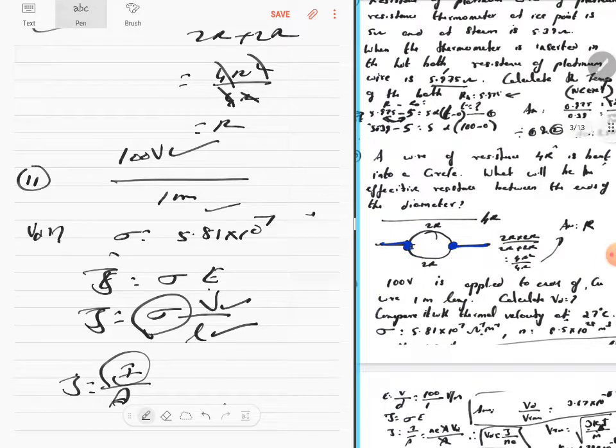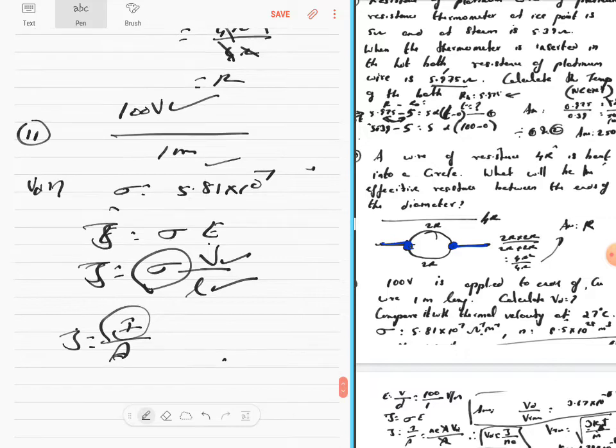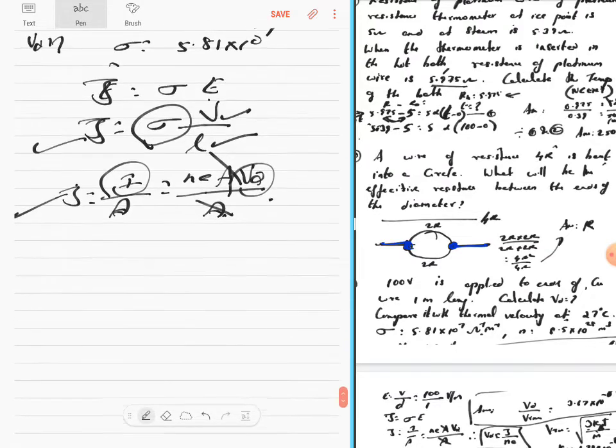You don't know the area of cross section, but you can write I as nEA Vd. So J is I by A, and A and A also get cancelled. You don't need an area. So you know n into e into Vd. You want to find Vd, you know J. With this you can find Vd. How is the sum? Superb. This is more or less all sums are similar, but slight variation which you have to think. Okay, so then let's go to next question.